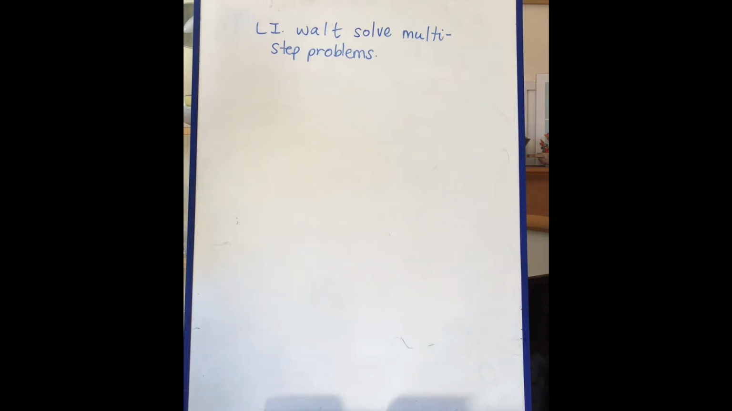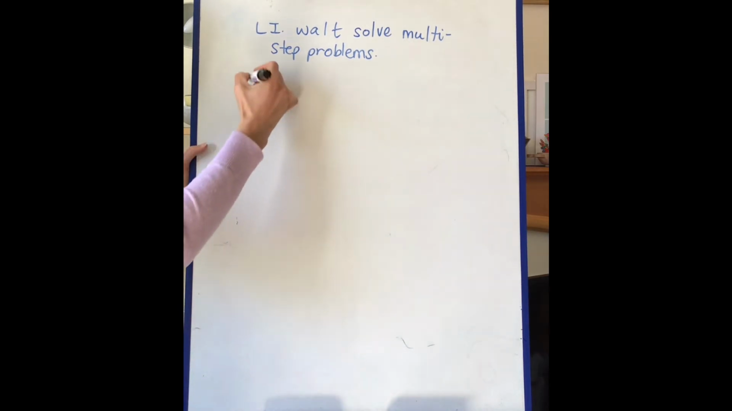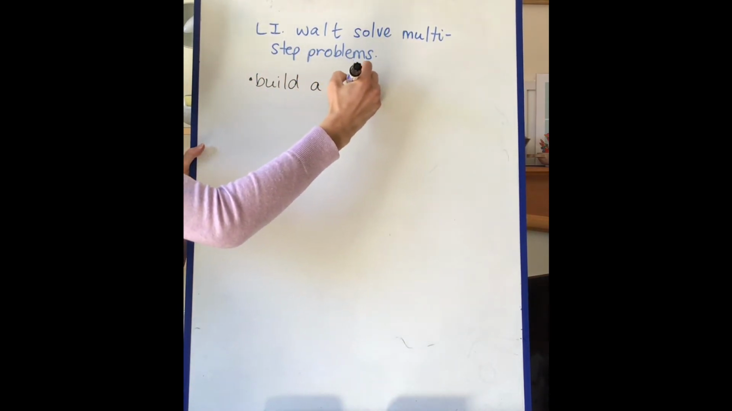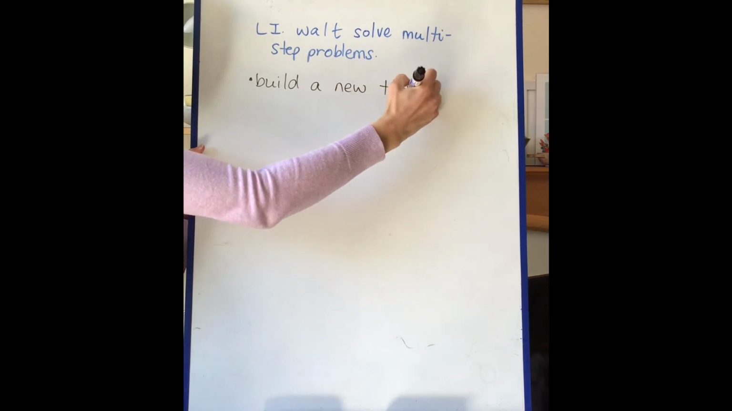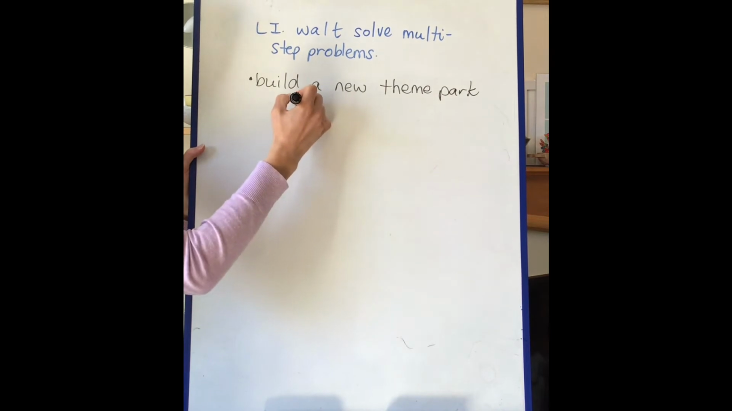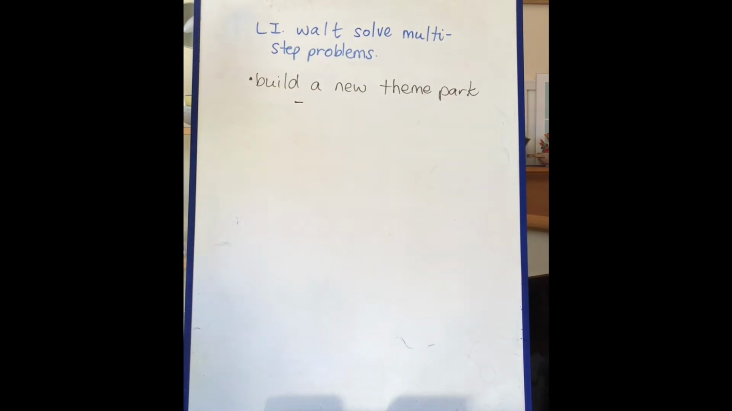Solving multi-step problems. Okay, so we're going to set the scene. You are in charge of a company that's going to build a new theme park. Things that should be included in a theme park: we're obviously going to have rides and attractions, but we're also going to have things like cafes and toilets, all right?